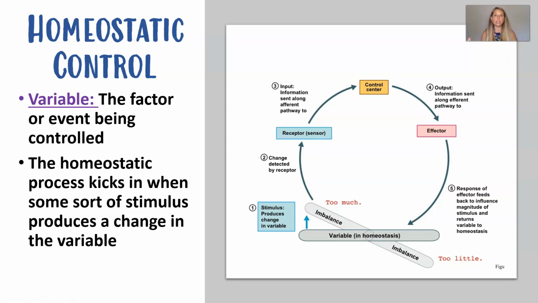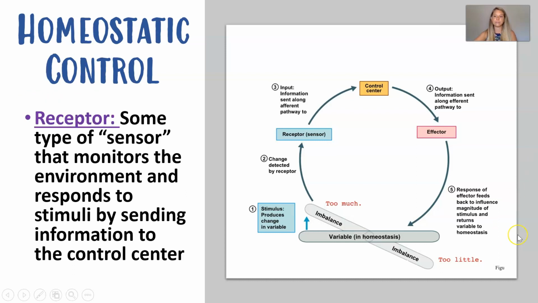The thing you're trying to control, the thing you're trying to maintain within homeostasis, is what's called the variable, the factor or event being controlled. The homeostatic process is going to kick in when some sort of stimulus causes a change in the variable. So blood temperature, for example, is a variable that you're trying to maintain. Blood sugar, calcium levels, that sort of thing.